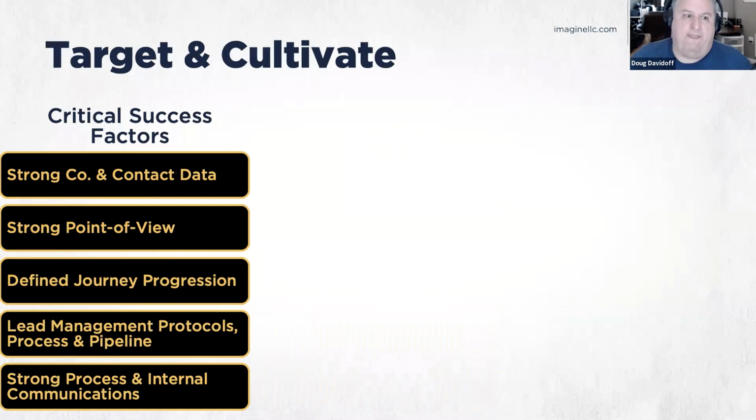Target and cultivate. Critical success factors. You have to have strong company and contact data. You are going to work hundreds of companies, and you're going to work typically 2 to 5 contacts within that company. You need to have a strong point of view. Winning the target and cultivate game and the ABM game is being able to talk to people when they're not looking to buy. You need to have a strong educational slant. You need to bring something to the table. You need to have a clearly defined journey progression so you know, and your sellers know, and your marketers know where somebody is in their journey and what does that mean.